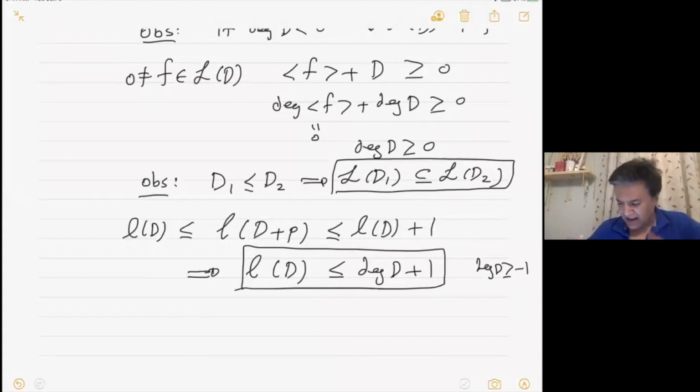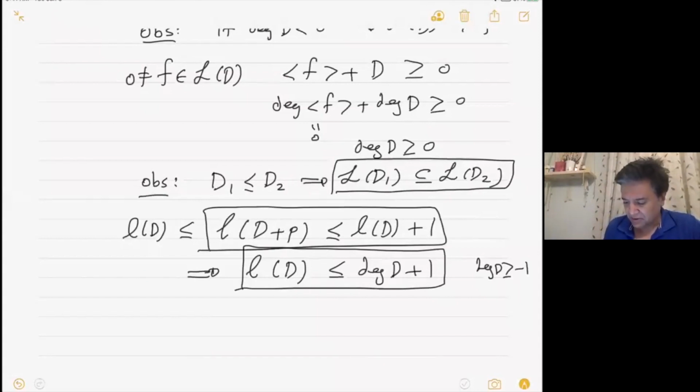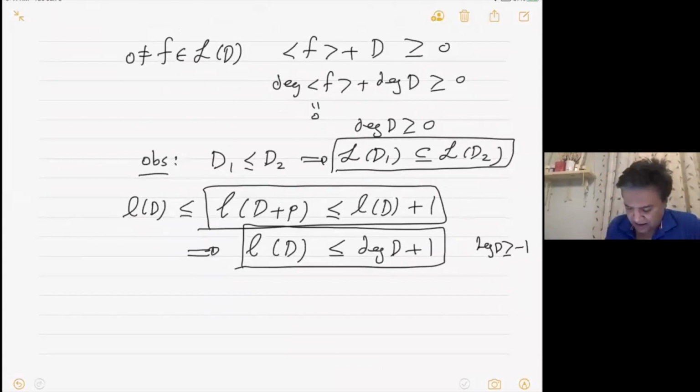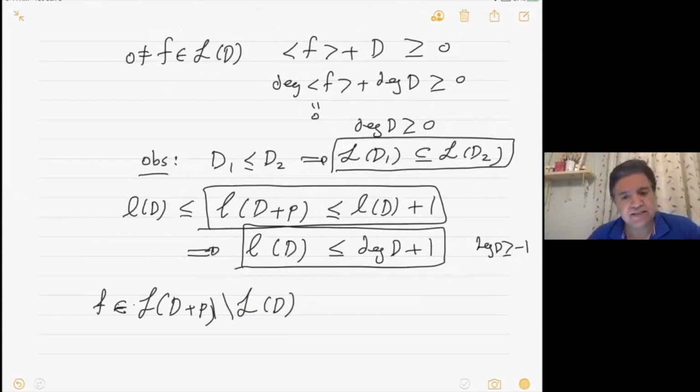Okay. And how do I prove such an inequality? The proof is simple. You take an F inside L of D plus P minus L of D. If such an F doesn't exist, that means that L of D plus P is the same as L of D, so the dimensions are the same. If such an F exists, then that means that the order of P of F is exactly the order of P of D plus 1.